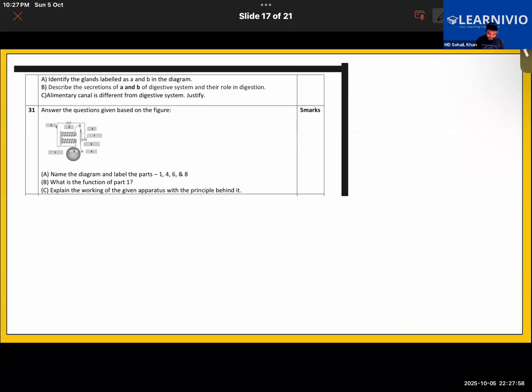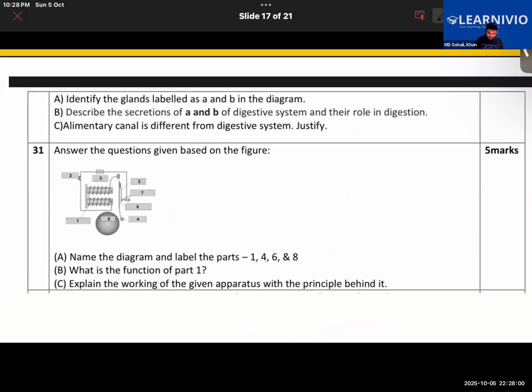Further, we have question number 31, and 32 is also there. Let's discuss this one. It says that the alimentary canal is different from the digestive system. We need to justify this statement. We know that the alimentary canal refers to the long continuous tube through which food passes in our body from the mouth till the anus.